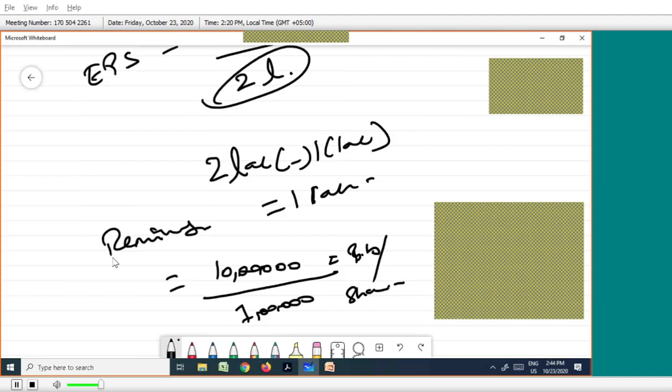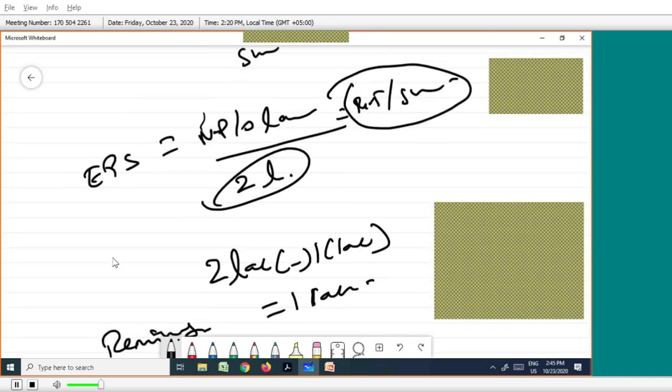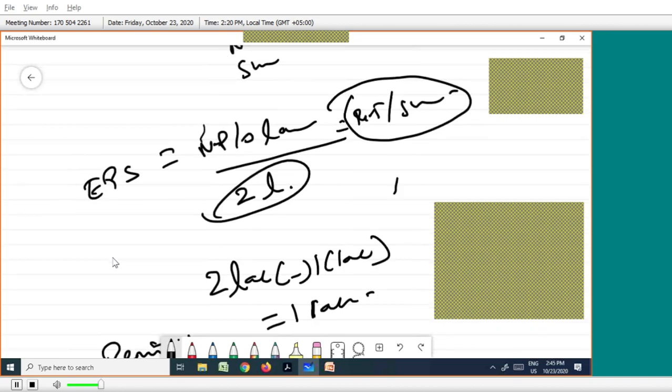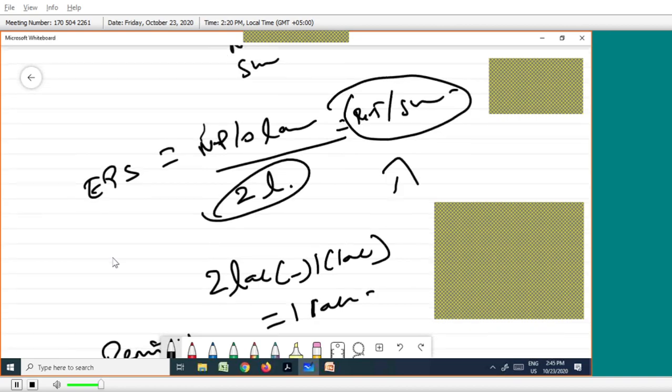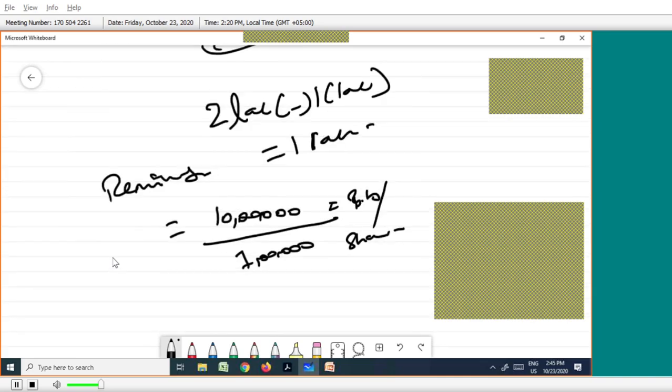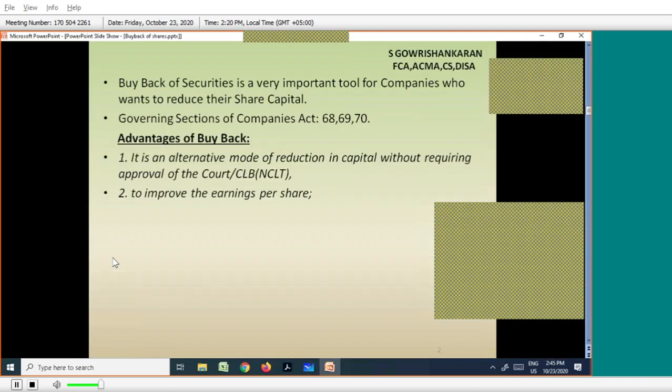So previously it was 5, now it becomes 10 rupees. How? Because of the buyback. That is what I explained: to improve the earnings per share. Because of the buyback, my earnings per share is getting improved.